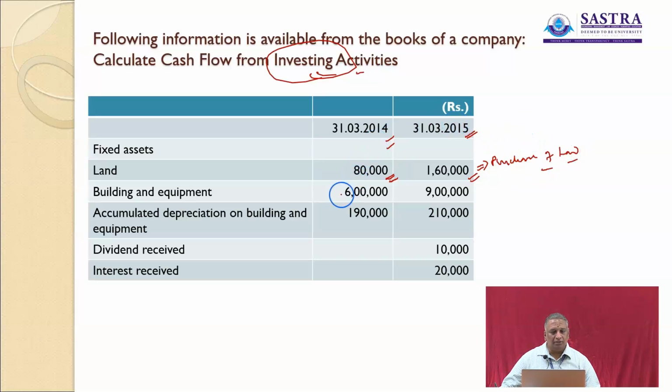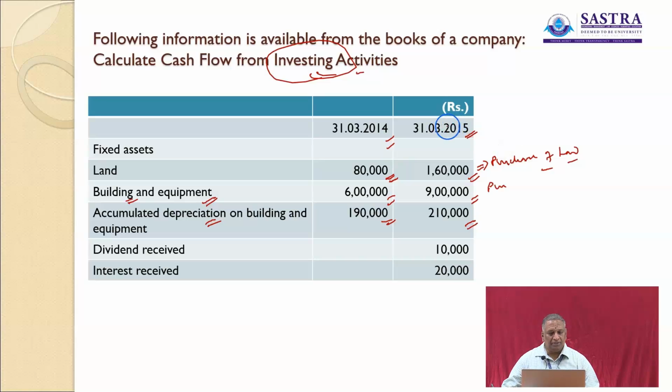Similarly, when you look at building and equipment, 6 lakhs becomes 9 lakhs. It also appears like there is some purchase, so purchase of equipment is involved. Whereas when it comes to equipment and building, depreciation is applicable. That is why the accumulated depreciation is given. So we need to know the amount of depreciation for the machine sold or machine purchased, the additional machines purchased during the year.